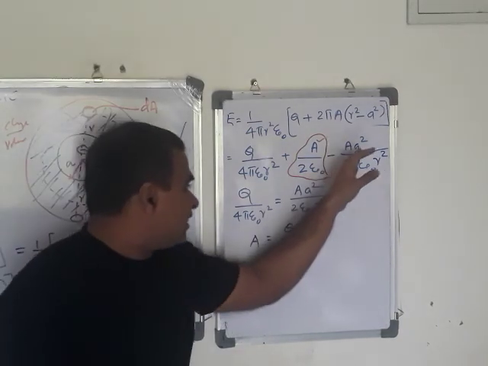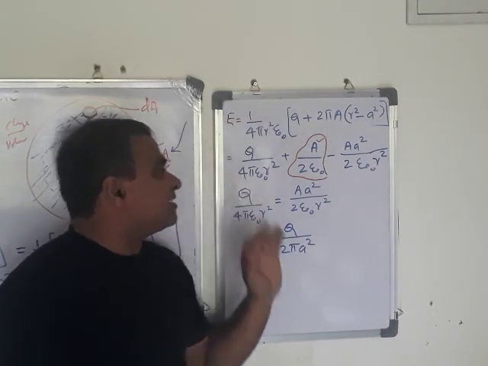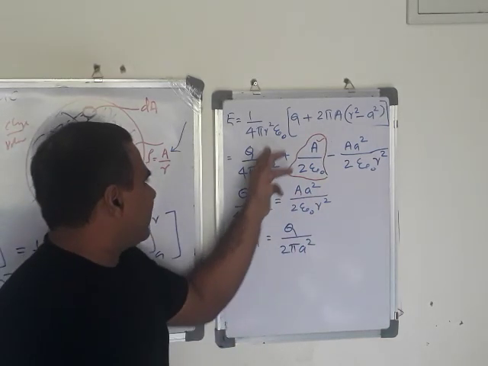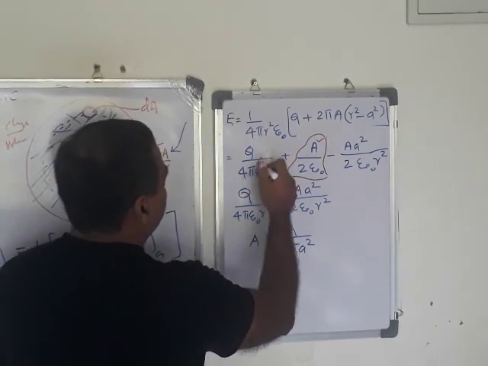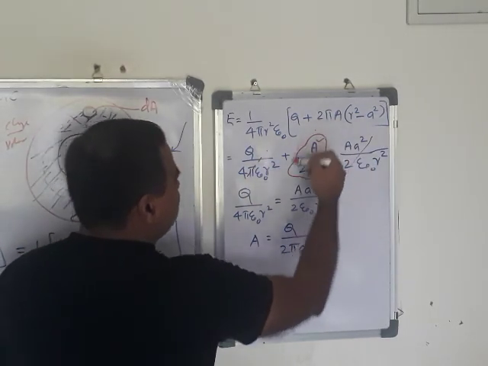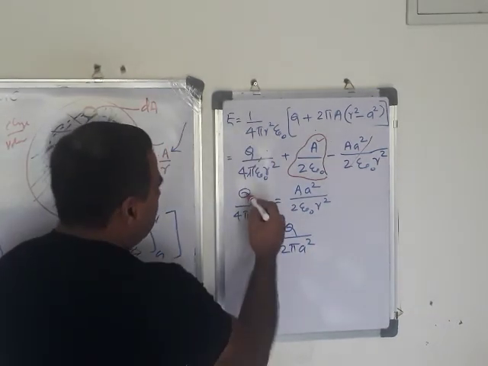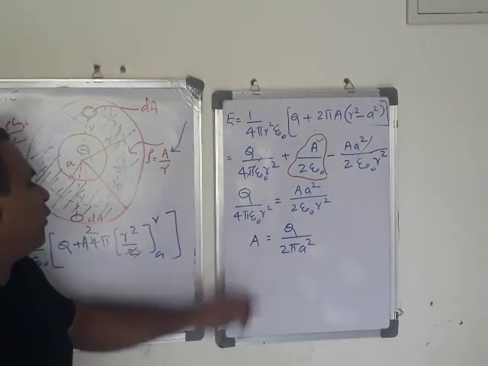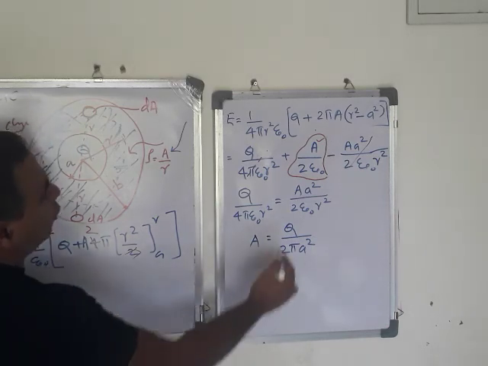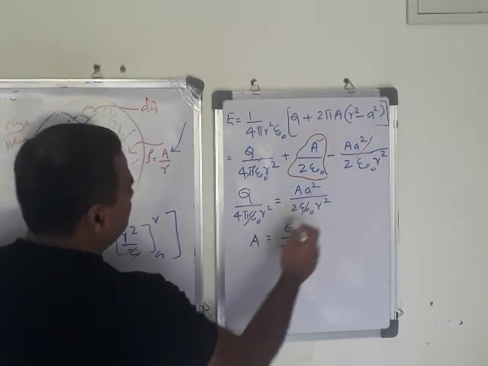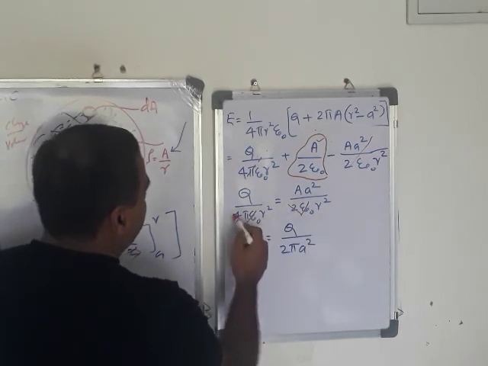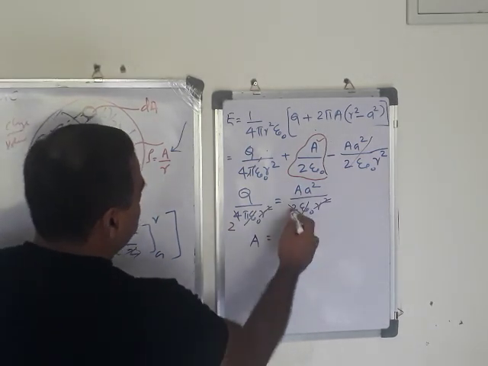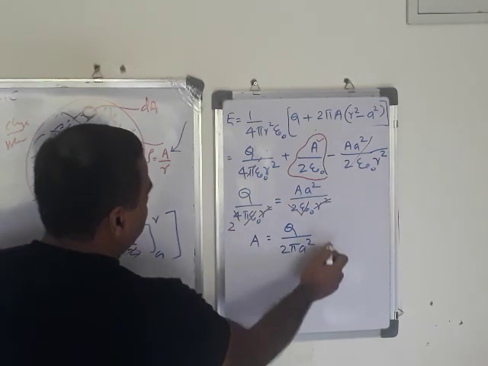Why did we equate it? Because these two terms are variable. For the intensity of electric field to be constant, these two should be equal, and then they will cancel each other and these two terms become 0. Then this entire term is a constant, then E is a constant. So you have written q by 4 pi epsilon 0 r square is equal to capital A small a square by 2 epsilon 0 r square. From here you will get capital A is equal to q by... you cancel epsilon 0, then 2 and 4 you can cancel, here you will get 2, and r square and r square you can cancel. Then you will get capital A as q by 2 pi a square. So this is the answer.